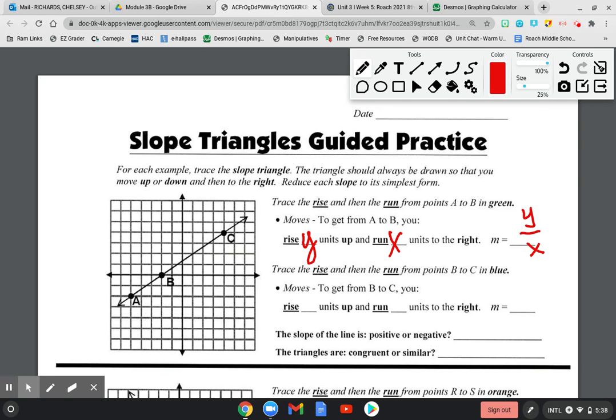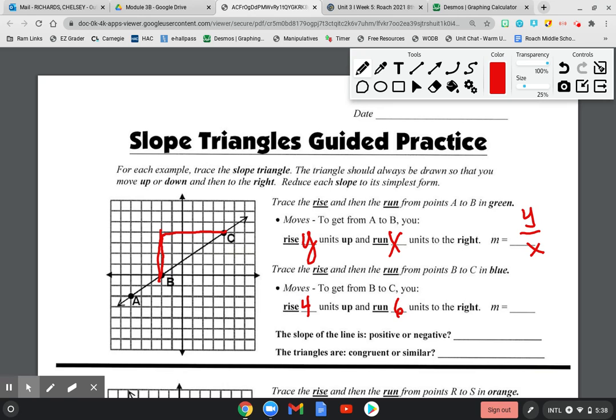So we're going to trace the rise over run from points B to C. That's all you have to do, okay? And then you're going to tell me how many you went up and how many you went over. We kind of did this when we did Pythagorean theorem. We made these right triangles. So up, we went up 4, so your rise is 4. And you had to go over 6, so your run is 6.